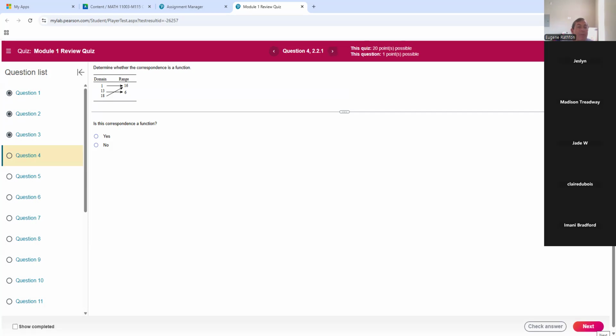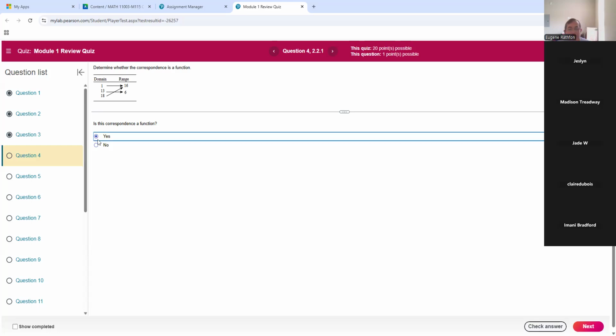And let me see if y'all remember this. Is this correspondence a function? Yes or no? And remember, if it's going to be a function, the domain can only point to one range value. So y'all are saying yes, yes, yes. And y'all, let's see, the 1 only points to 16, 13 only points to 6, 18 only points to 16. So y'all, that is definitely a yes. Good job.